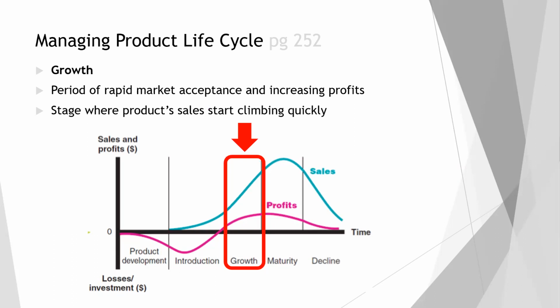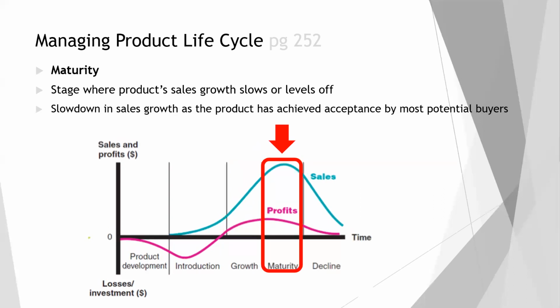Then our third stage is growth. Growth is a very self-explanatory name for what is happening in this stage. This is a period of very rapid market acceptance and increasing profit. This is where we see our sales start to climb very quickly, and we're starting to see our profits in the positive, as opposed to the prior 2 stages, where we were in the negative. So we're starting to see positive profits now and huge growth in sales. Everything's growing right now, thus the name growth.